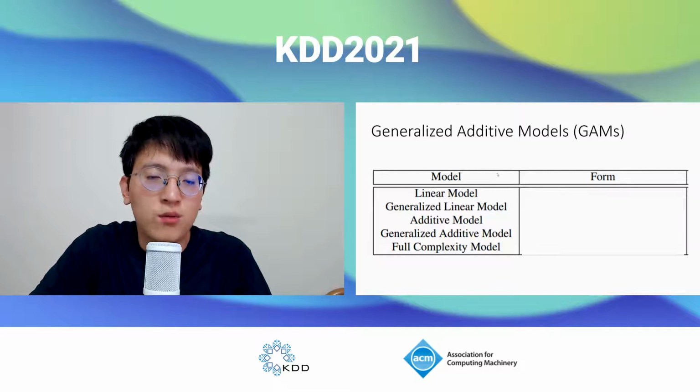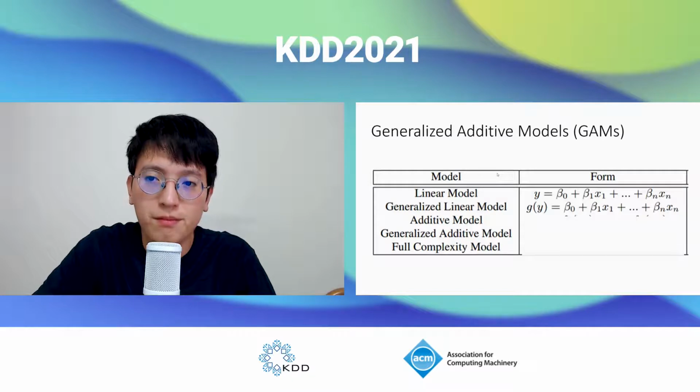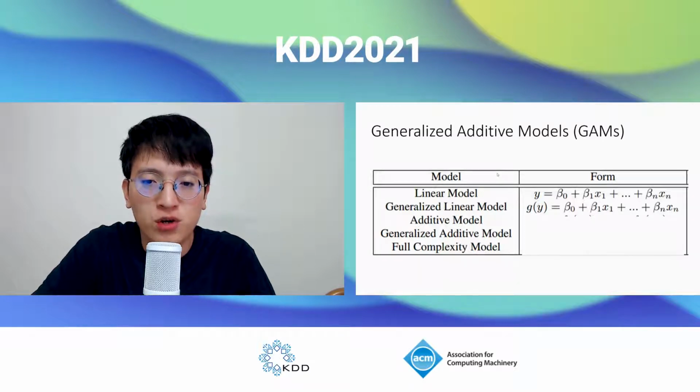To start with, what are generalized additive models? First, we show the functional form of the familiar linear model, which is the linear weighted sum of the features. For a generalized linear model, we have this g link function. So if g is a logit, it becomes logistic regression.